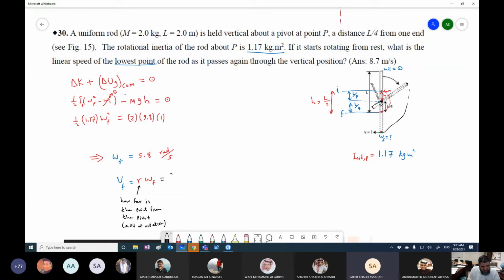I told you, this is it, a little concentration please. 3L over 4 multiplied by omega final. 3/4 of the length, the quarter is taken down here. How much of the length is left? 3/4 of the length. Omega final. How much is this? So this is 3 multiplied by L, which is 2, divided by 4, multiplied by 5.8. This will give you this number, which is 8.7 meters per second.